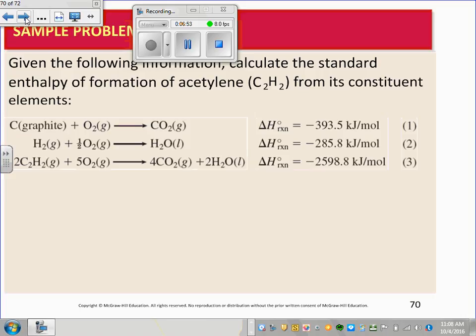How many carbons do we need? So we're going to do what to that top equation? Multiply by 2. So there we're going to have 2C, and I'm not going to write the states, but you normally would. So it's 2O2 goes to 2CO2. So the delta H, what do we do to the delta H? Multiply that by 2. So that comes out to be minus 787.